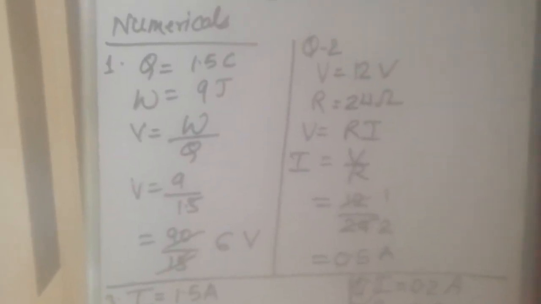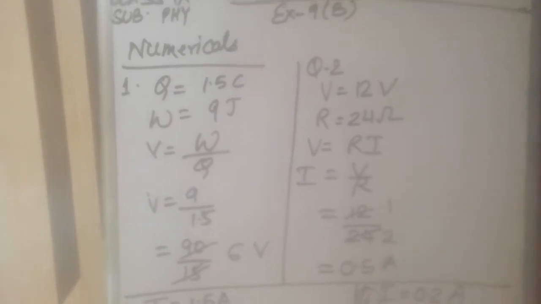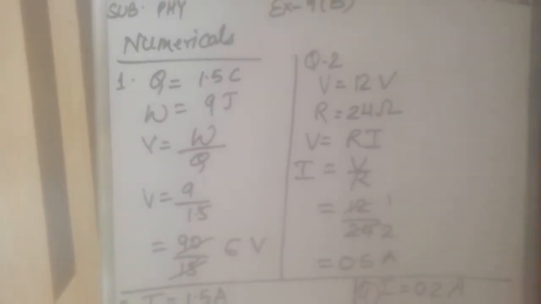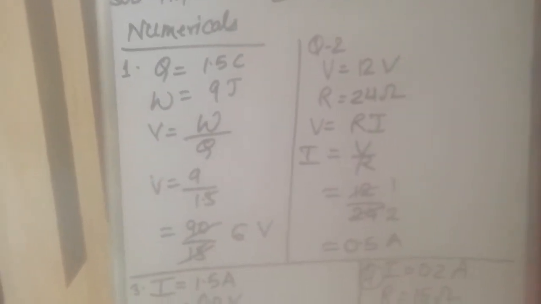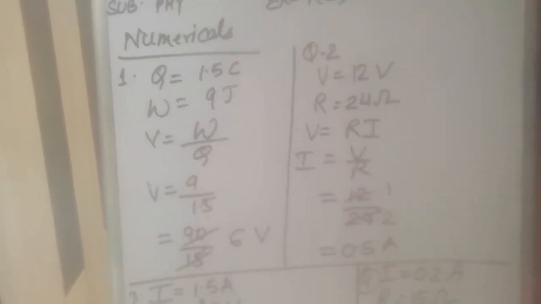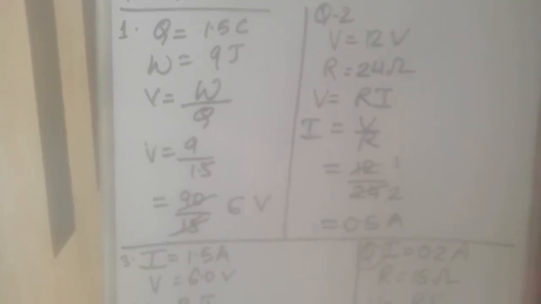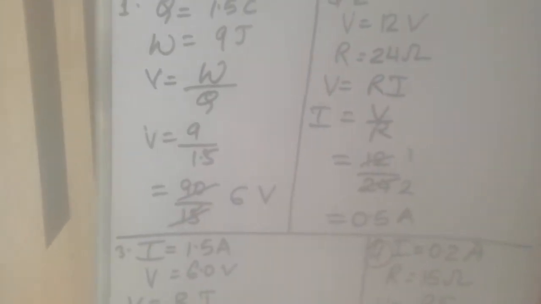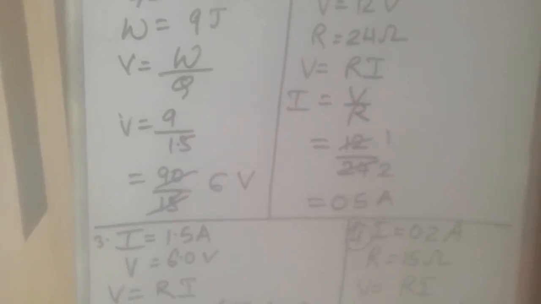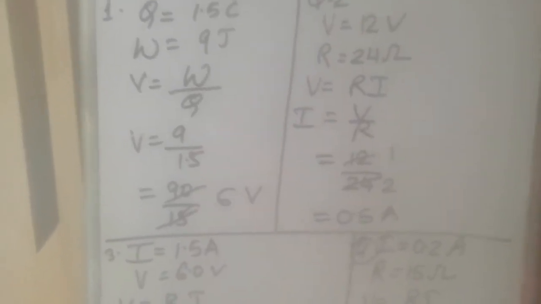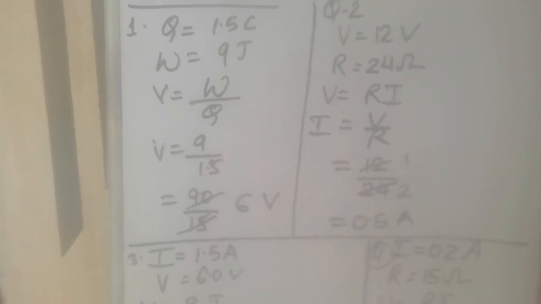Now the relationship between potential difference, work done and the charge is V equals W by Q, which we have studied. So now substitute the values of W and Q in the formula. 9 divided by 1.5, when we remove the point from the denominator, becomes 90 by 15, which equals 6. So the potential difference between the two ends of the wire is 6 volt.